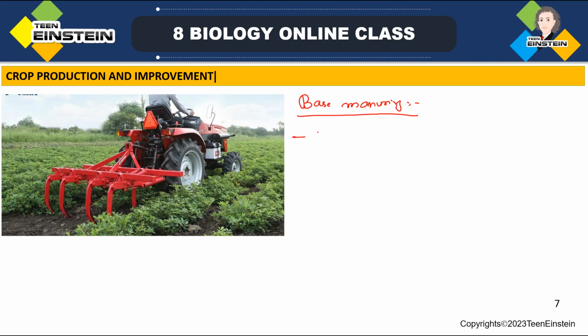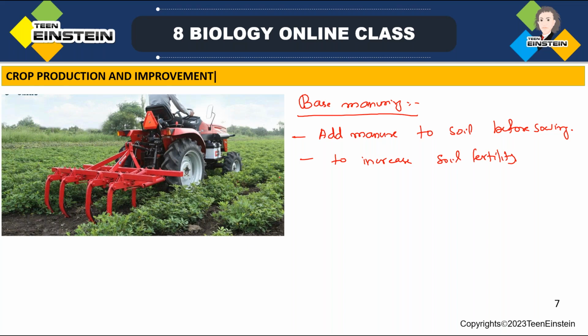So we add manure to soil before sowing. So before sowing, we are adding manure. Why? That increases the soil fertility. To increase soil fertility, we are doing this basic manuring, because that manure will get properly incorporated into the soil and that increases the fertility.